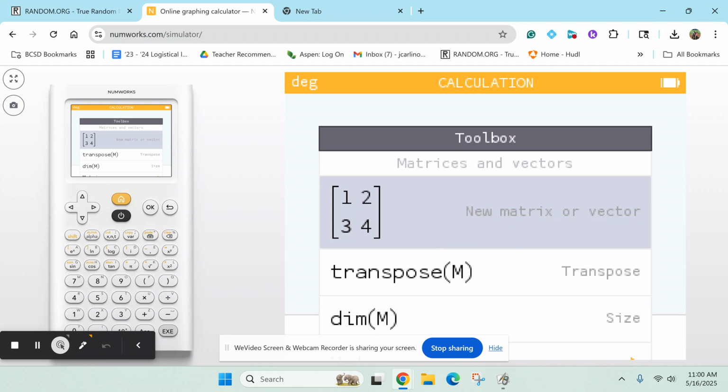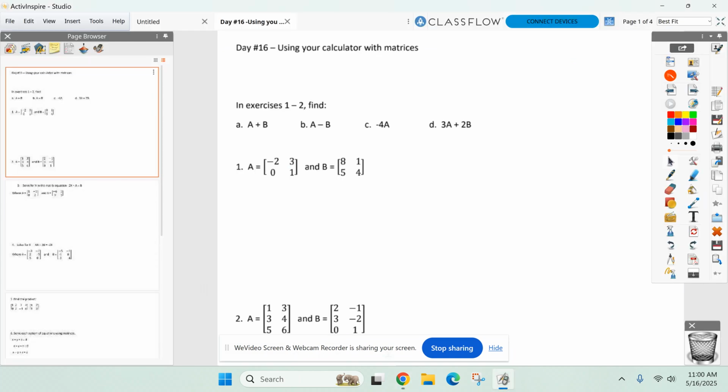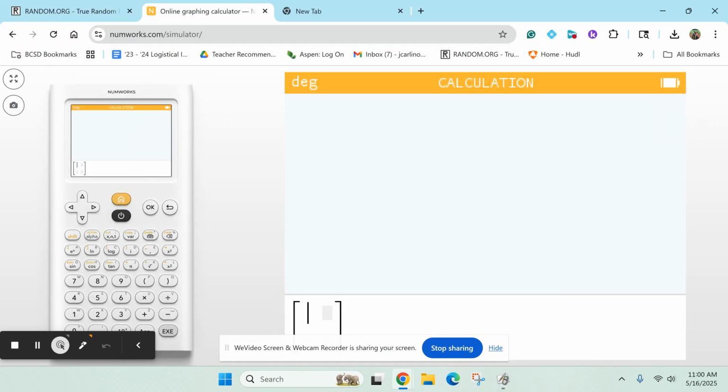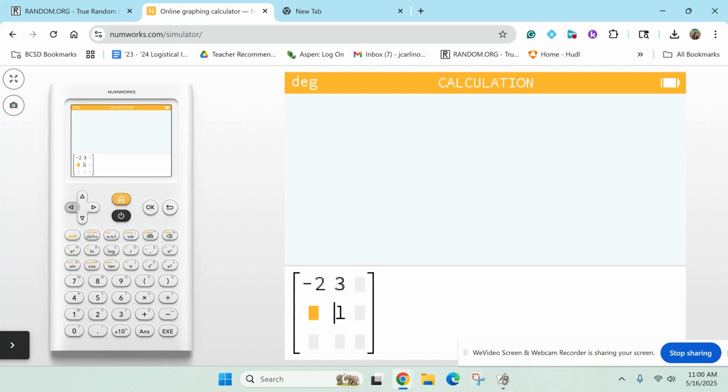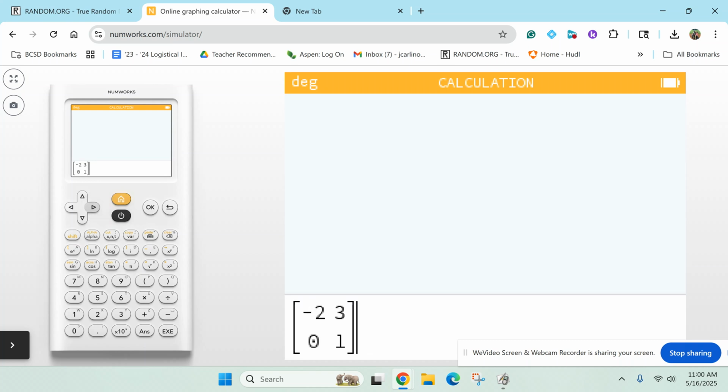You hit that right away, and look what pops up. A matrix that we can fill in. And we don't even need to tell it how big it needs to be. We just fill it in. So what I want everyone to do right now is take matrix A on your notes, -2, 3, 1, 0, and type that into the first one here. Everyone's got it in there? Got the 4 numbers in there?